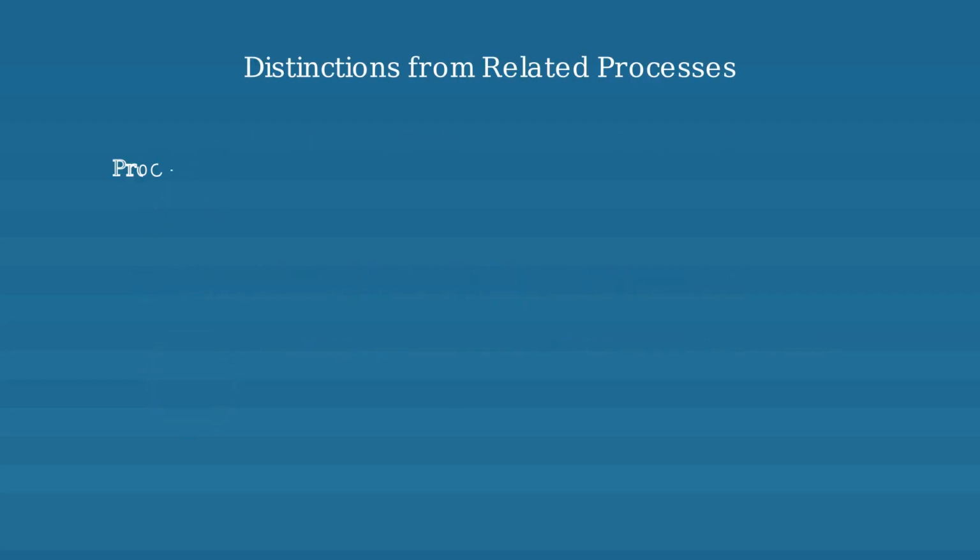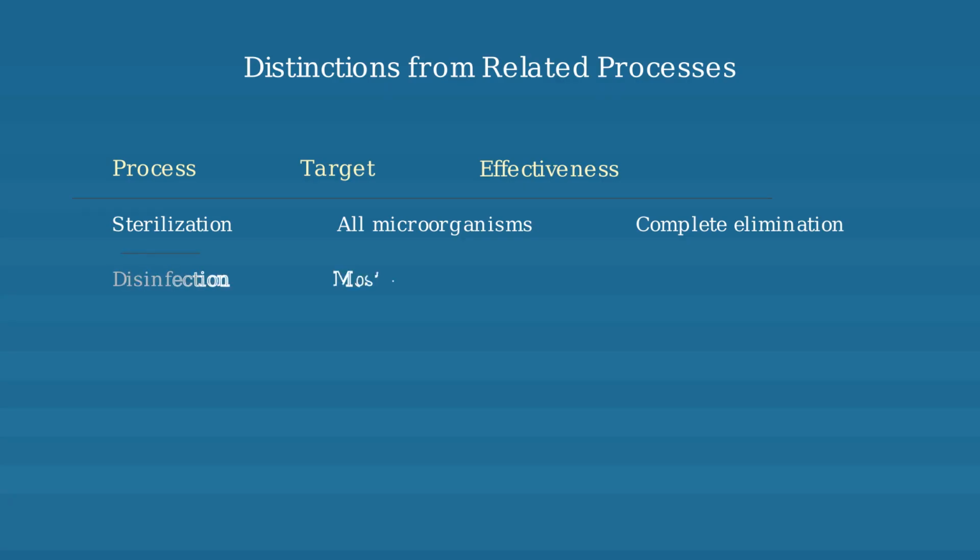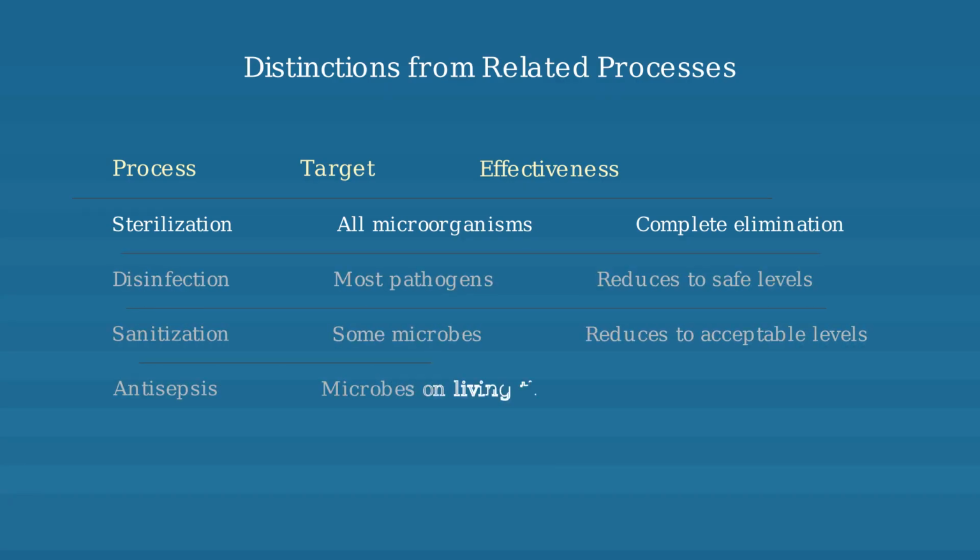It's important to distinguish sterilization from related processes. Unlike disinfection, which reduces microorganisms to safe levels, sterilization completely eliminates all microbial life. Sanitization reduces microbes to acceptable levels, while antisepsis targets microbes on living tissue.